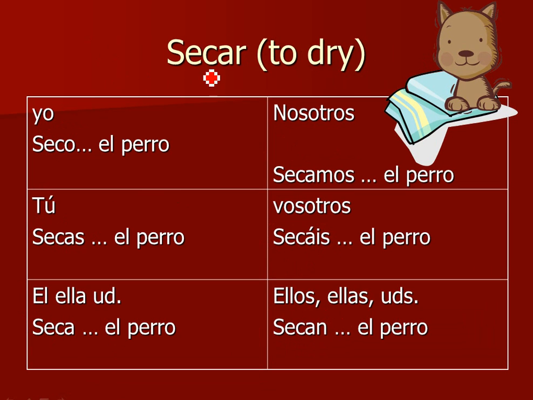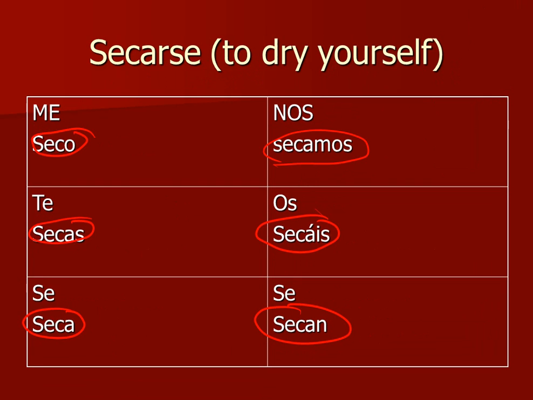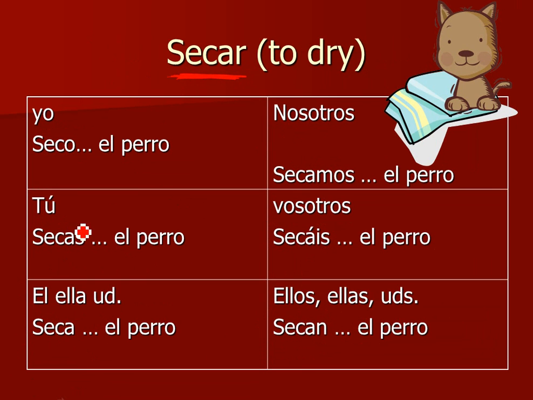So here's the opposite of that. This is not a reflexive verb. Notice that it doesn't have the se. Let me go back so you see that. Any reflexive verbs in the infinitive get the se at the end. So this is not reflexive, which means I'm drying somebody else.